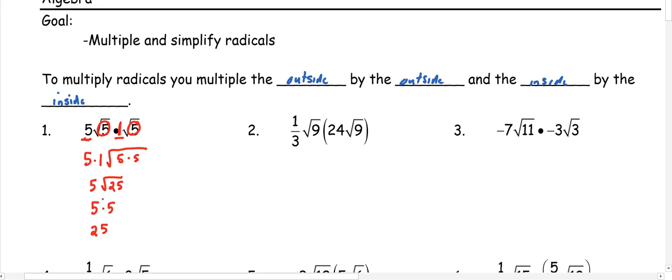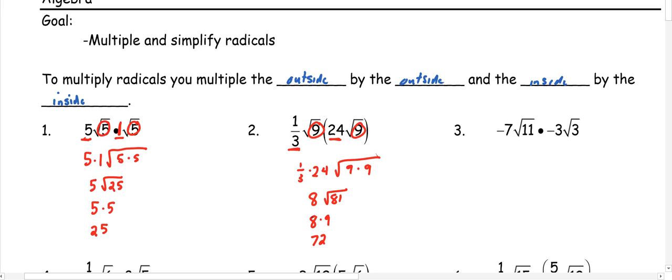In number 2, this is still multiplying. It just has a parenthesis instead of the multiplication symbol. So we are going to multiply the outside, 1/3 times the outside, which is 24. And under the root, we are going to multiply the 9 and the 9. So when we multiply, we get 8 root 81. Remember, the square root of 81 is 9. So we have 8 times 9, which is 72.